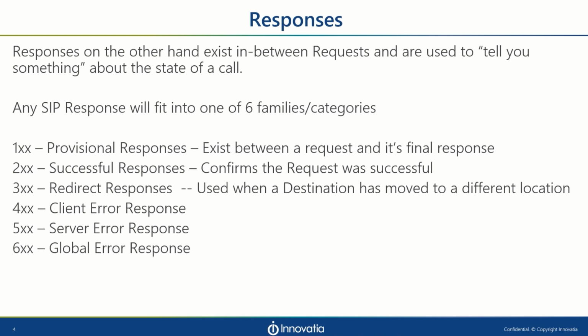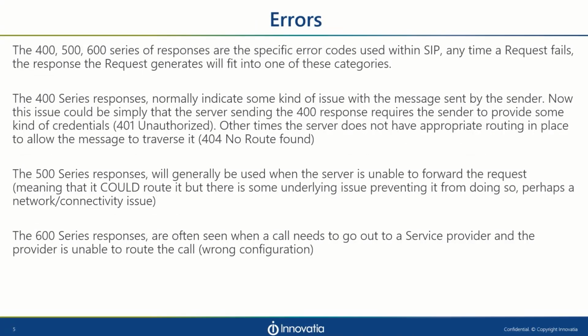The last three types of responses here, the 400 series, 500 series, and 600 series, are the three different categories for errors within the SIP world. We'll talk a little bit more about these in the next section. So the 400, 500, and 600 series responses are the specific error codes that SIP uses to indicate that some kind of problem has occurred within a SIP call.